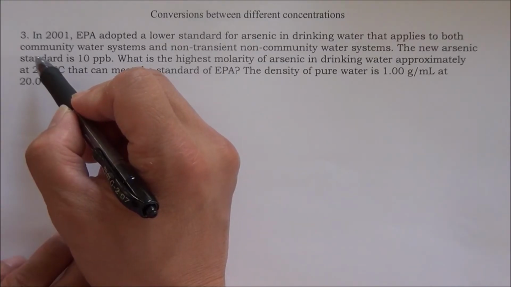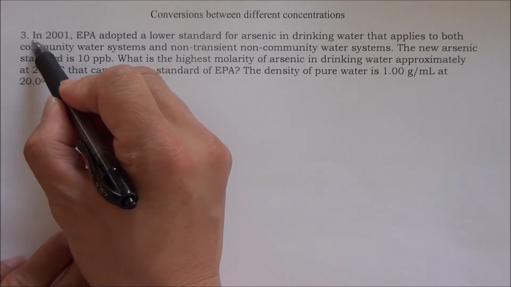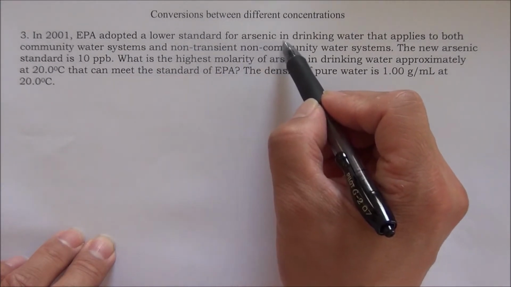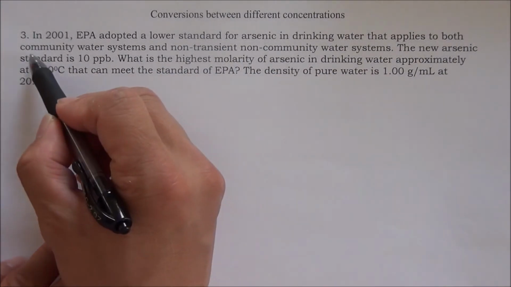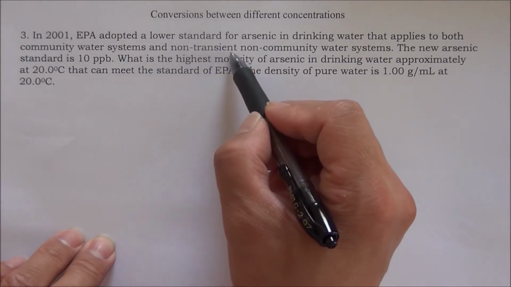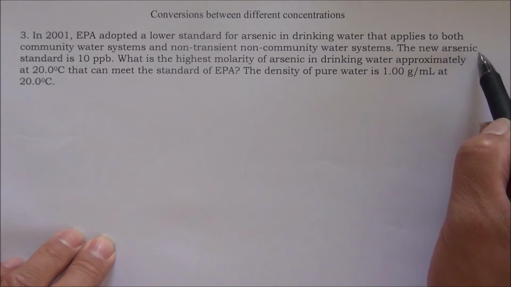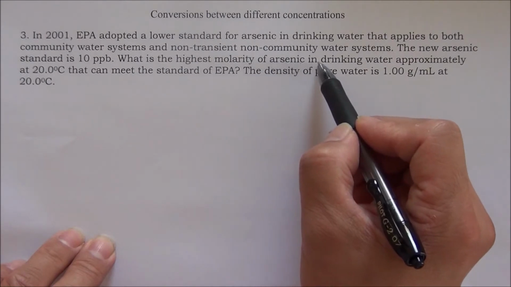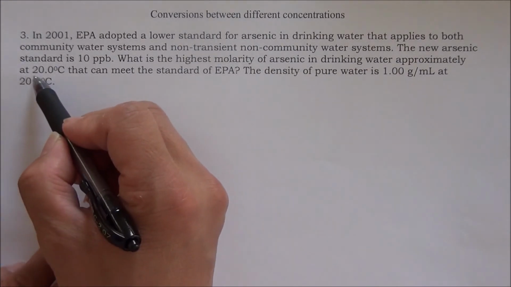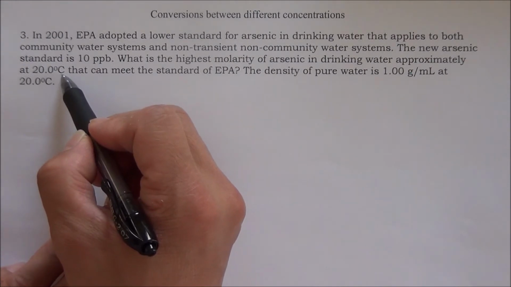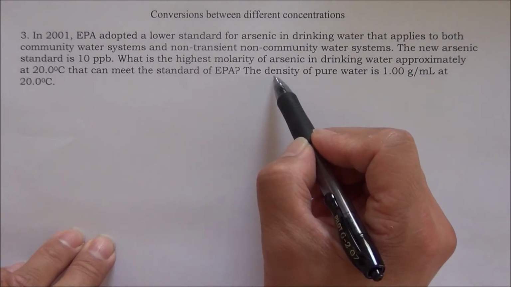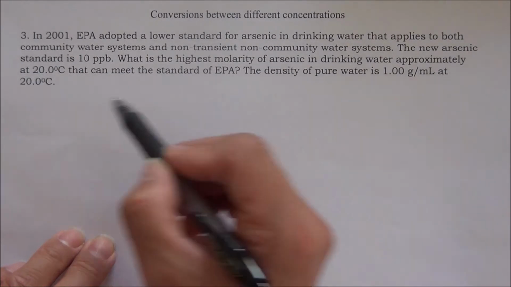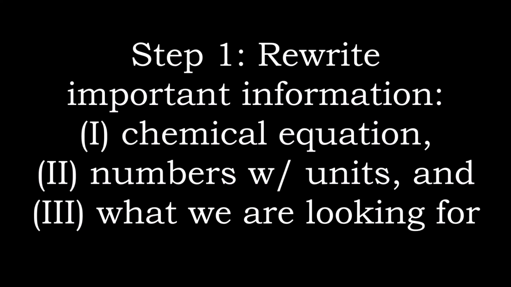First, let's read the problem together and summarize the most important information. In 2001, EPA adopted a lower standard for arsenic in drinking water that applies to both community water systems and non-transient, non-community water systems. The new arsenic standard is 10 ppb. What is the highest molarity of arsenic in drinking water, approximately at 20.0 degrees Celsius, that can meet the standard of EPA? The density of pure water is 1.00 gram per milliliter at 20.0 degrees Celsius.